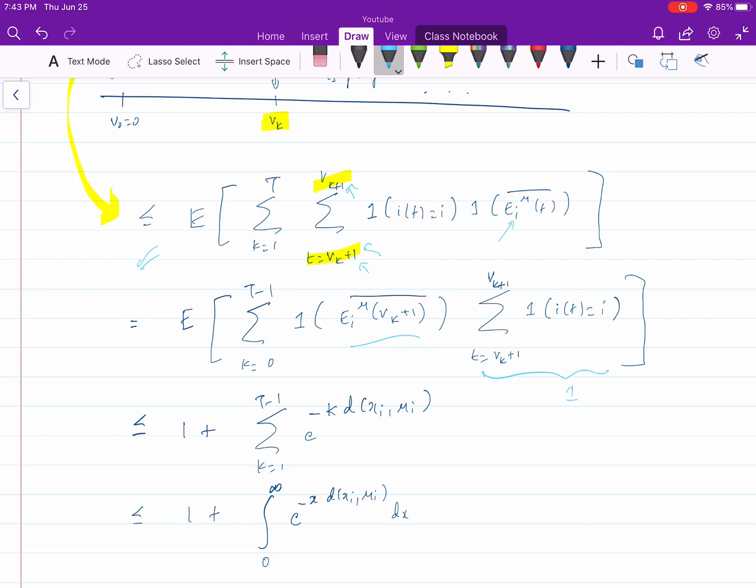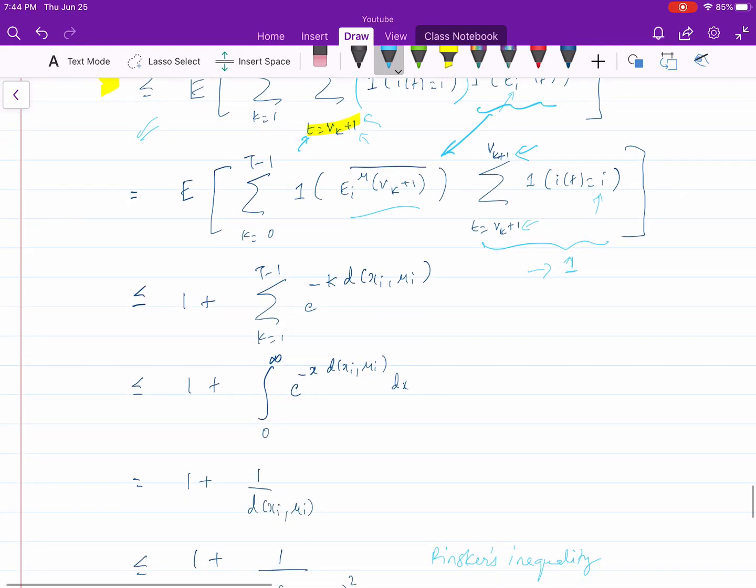And now the variable t is only in this event, this part. So that is why we can take this event outside like this. So now as I said, we are sampling this arm I only once in between these time indexes. So that is why this value is 1 here. So now we all know, again from the previous fact, from the Chernoff bound, that this is true.